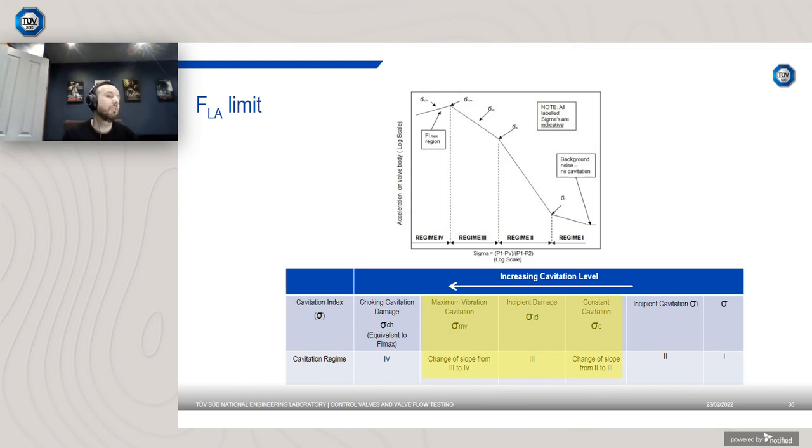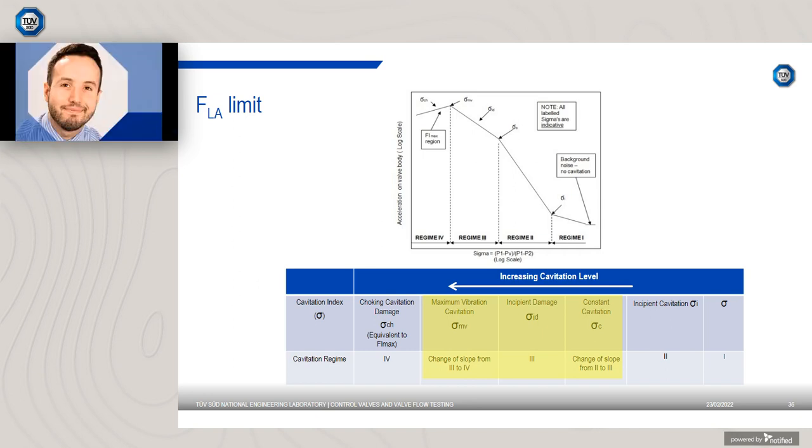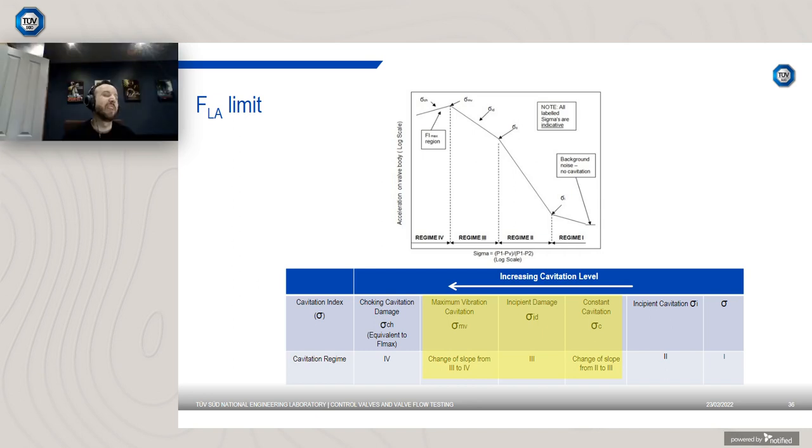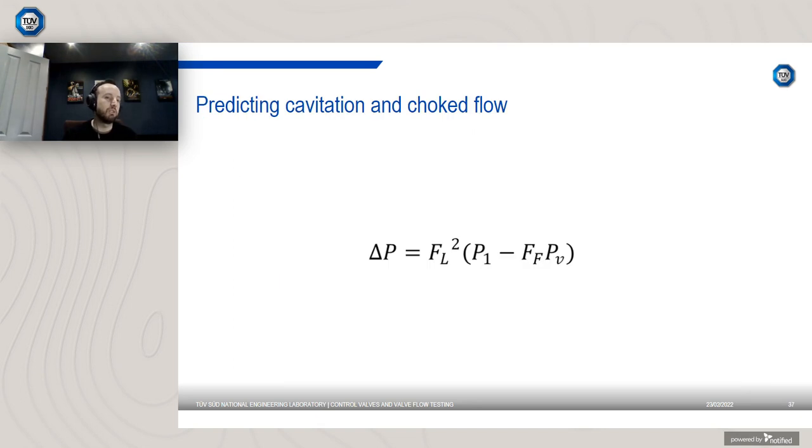Incipient cavitation may still occur before this point. The thing about incipient cavitation is it's so low level that you can't really detect it just through measuring differential pressure and flow rate. You need specialist noise measurement equipment to detect the very onset of cavitation. They tell you to see basically significant cavitation damage.